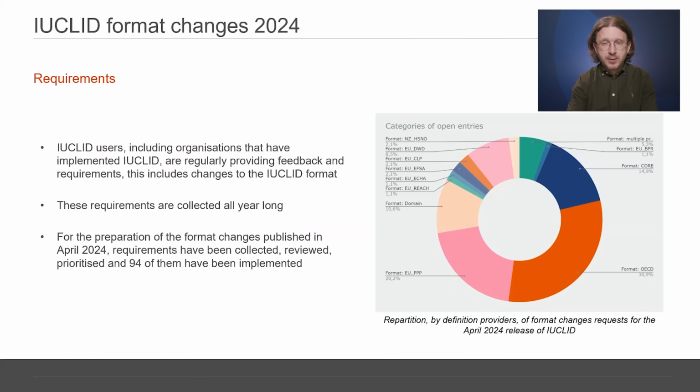So let's see now what are the requirements and format changes that were included in this new version of Euclid. We collect requirements all year long from different users, and we also check the regulations and the updates of the test guidelines by the OECD. And this year you can see on the right side that more than half of the requirements were targeting the update of the harmonized part of the format, so the OECD, domain, and core.